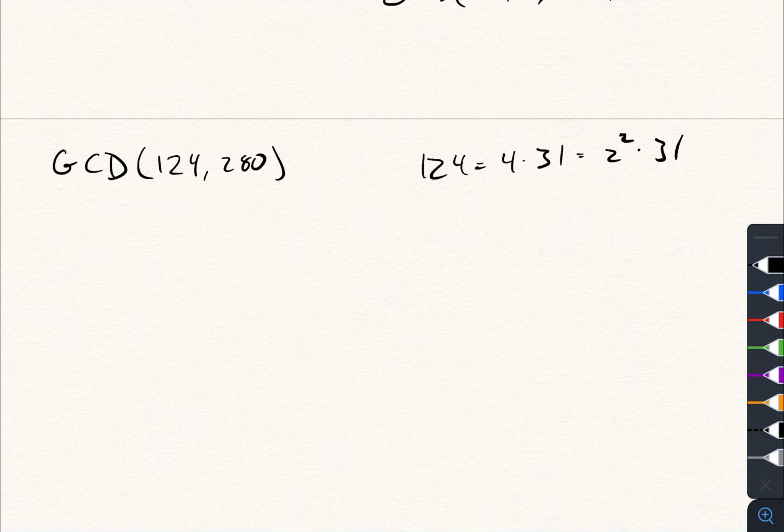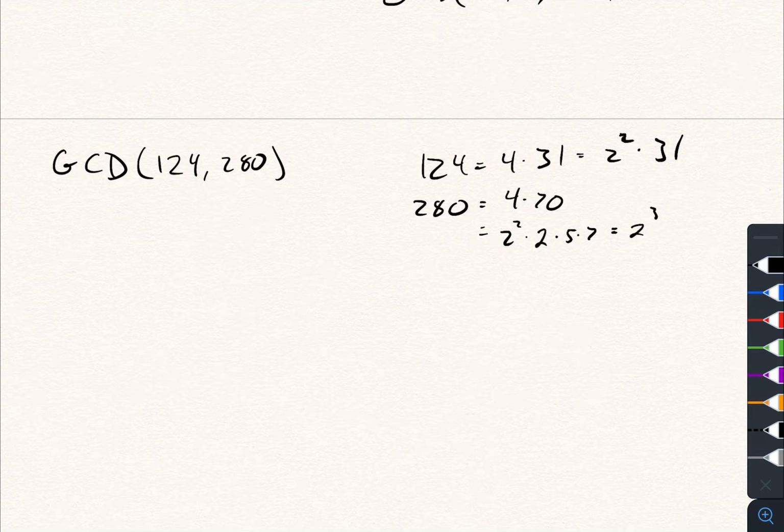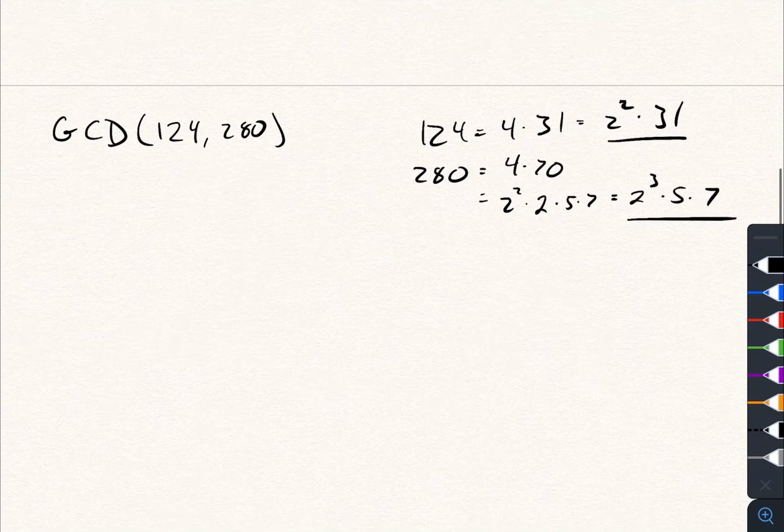So I think this is just 2 squared times 31, whereas 280 is equal to, let's see, I could factor out a 4 from that as well. I'm left with 70. So that's 2 squared times, that'll be 2 times 35, and then 35 is 5 times 7. So this has a prime factorization of 2 cubed times 5 times 7. So 2 squared times 31 versus 2 cubed times 5 times 7.